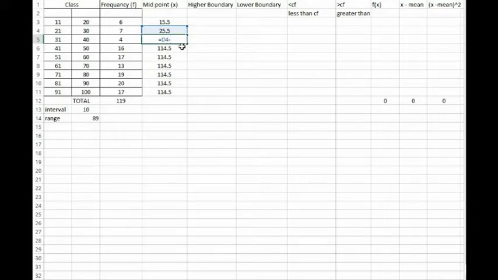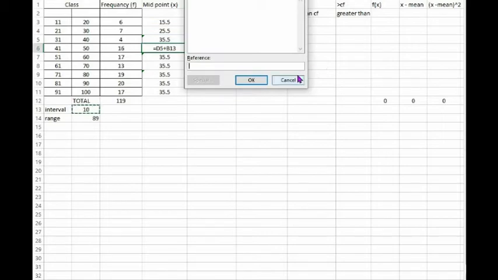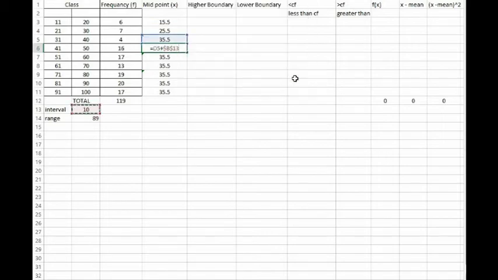So, ito, plus 10. Ulitin na lang natin. Plus 10. Yan, hanggang 95. So, meron na tayong midpoint ng every class.